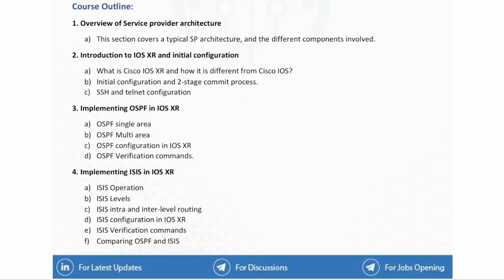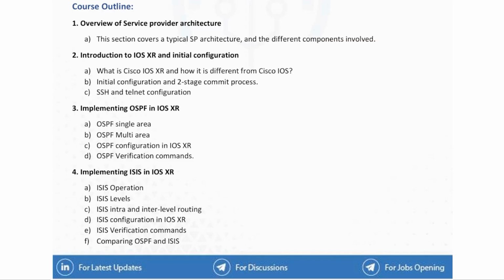Now, let's talk about the course outline. In this course, we will follow the 80% lab and 20% theory format. In the first section, we will have a look at the service provider architecture and the different components involved. In the second section, we will have a look at the Cisco IOS XR and its initial configuration.